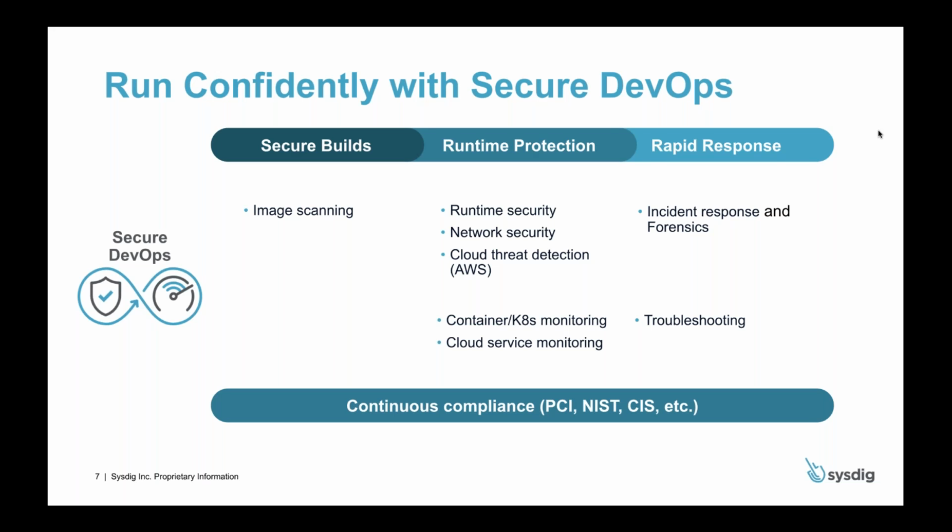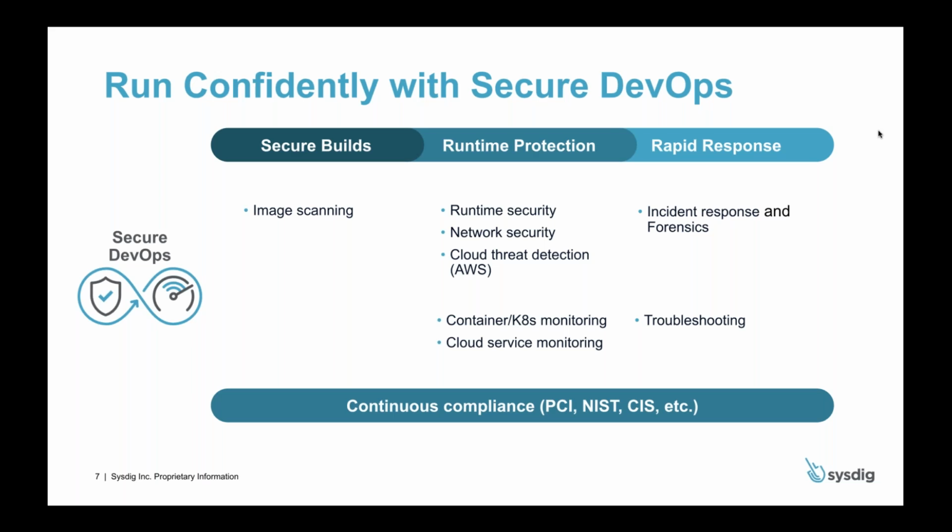Then at runtime, you want to make sure that you're protected across your containers and your cloud environment, where you have runtime security and IDS and detection for container workloads. You have network segmentation, network security in place. You have the capability of doing threat detection in the cloud. So really ensuring that anomalous activity in your AWS accounts and services is something that you are able to have visibility into and detect and respond to immediately, as well as some of the more monitoring use cases around monitoring your containers and Kubernetes environments for their health and performance, and also monitoring different cloud services as well.